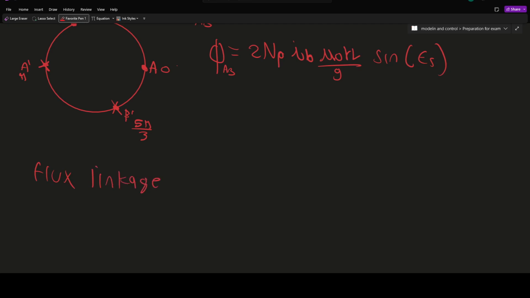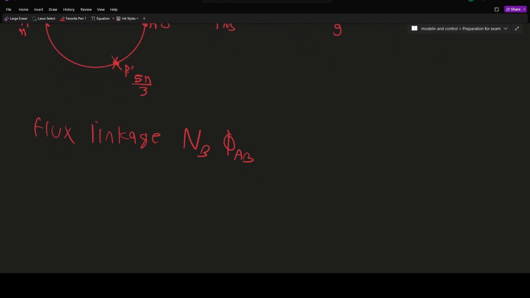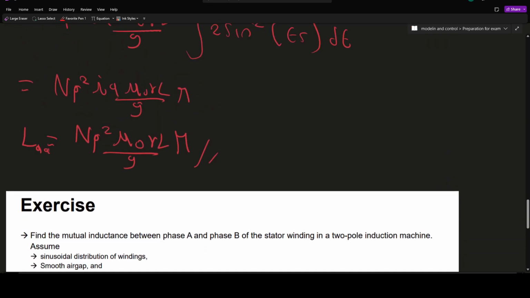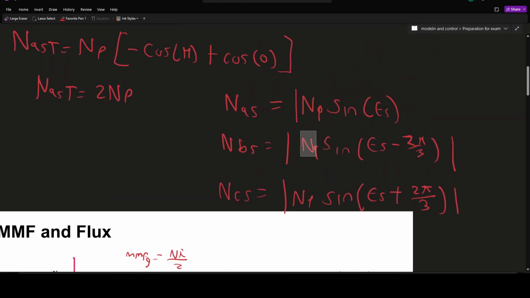Okay, so now we have to find the flux linkage. So the flux linkage will be the number of turns in B times this current produced by B. The current in A produced by B. So we are gonna have that this is equal to, well, we need the number of turns in B, and we already figured out that the number of turns is this.